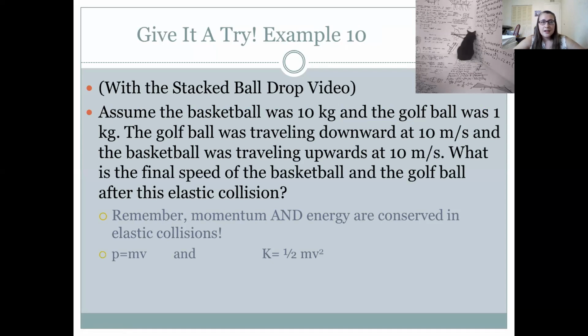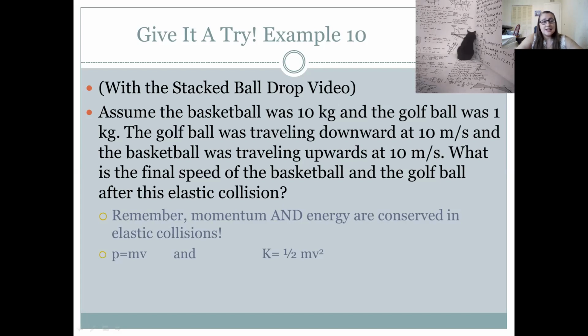So here's the setup. Assume the basketball on the bottom was 10 kilograms and the golf ball was 1 kilogram. The golf ball is sitting on top of this larger basketball. The golf ball is traveling downward at 10 meters per second, and the basketball is traveling upward at 10 meters per second. This is right at the moment of collision. The basketball has already hit the ground and is coming back up, colliding with the golf ball. What is the final speed of the basketball and the golf ball after this elastic collision?